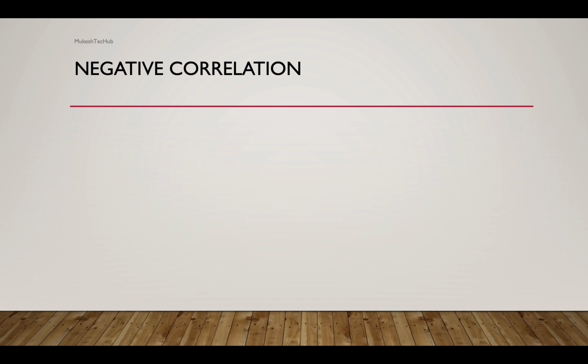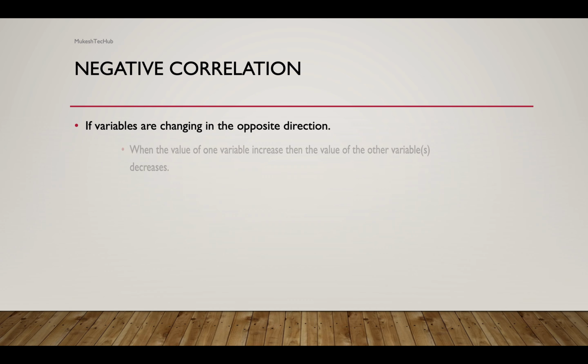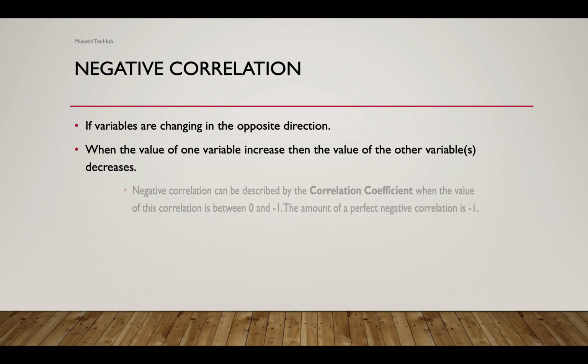Whatever we have seen in positive correlation, negative correlation is just the opposite of that, right? If variables are changing in opposite directions, so if you increase the value of x, then the y value decreases, not increases, guys. If one variable's value increases, the other value decreases, right? This is the symptom of negative correlation. When the value of one variable increases, the value of the other variable decreases.